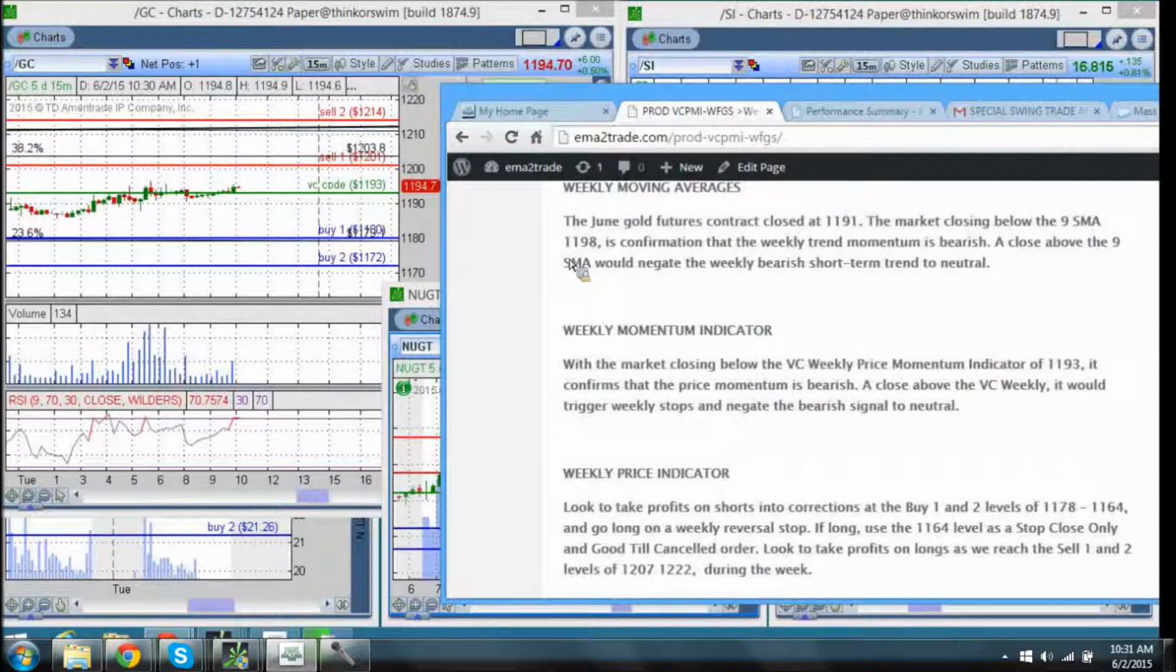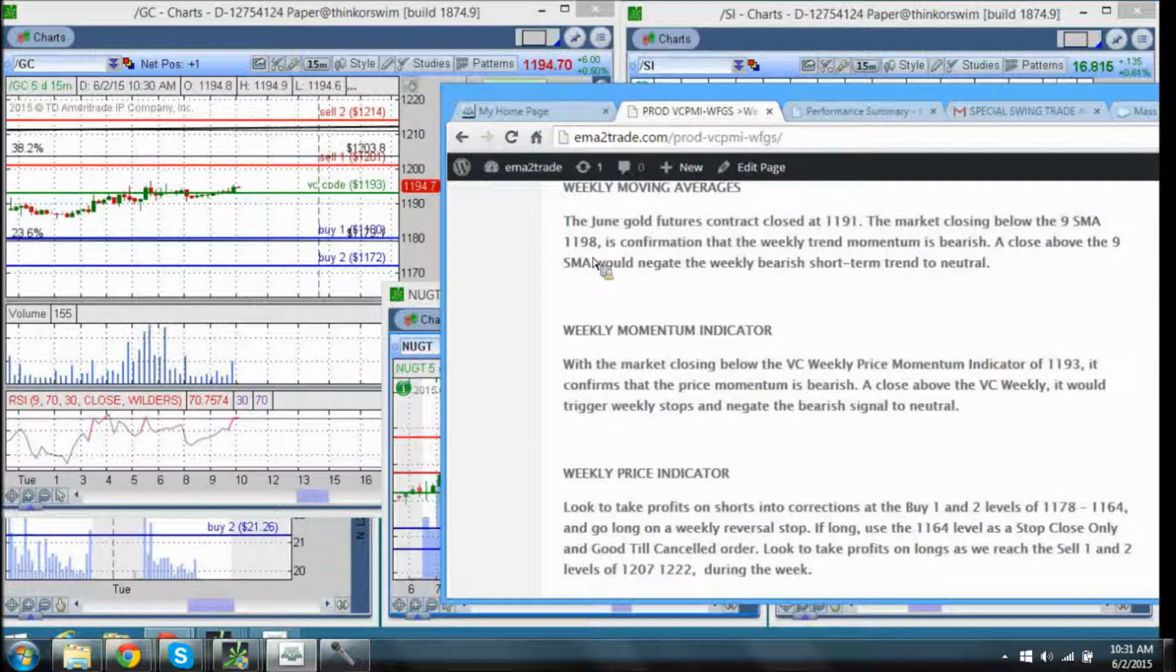The June gold futures contract closed at 1191. The market closing below the 9-day moving average of 1198 is confirmation that the weekly trend momentum is bearish. So coming into this week, we had a little bit of a bearish note in that the price closed below the 9-day moving average, and so that is a signal.